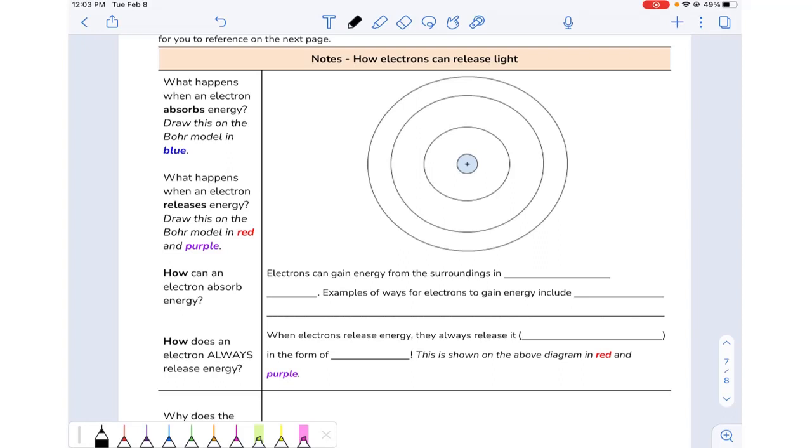But with every sugar high comes a sugar crash. So eventually toddlers will come back down to that energy level that they were at before, and they're going to need to take a nap to refuel, right? So electrons work kind of the same way.